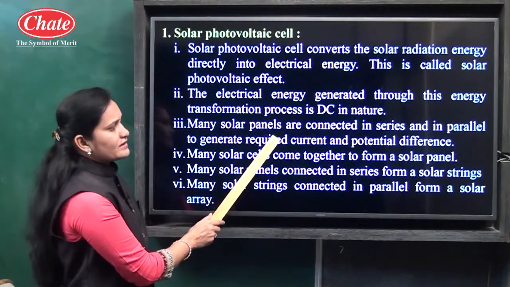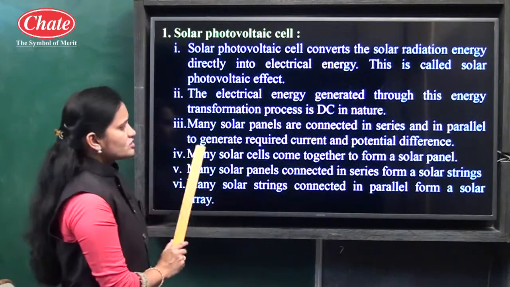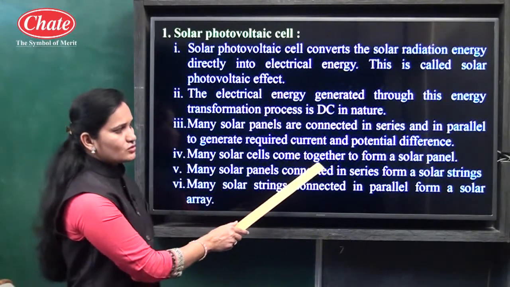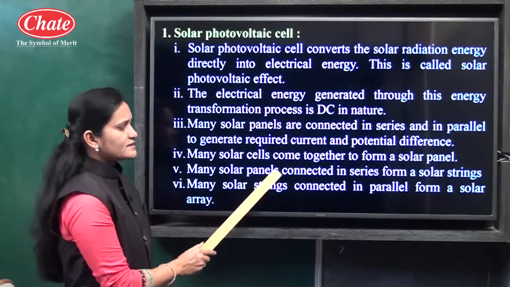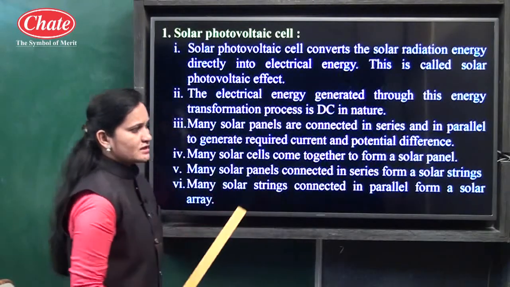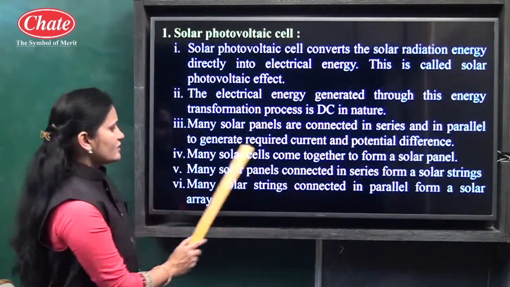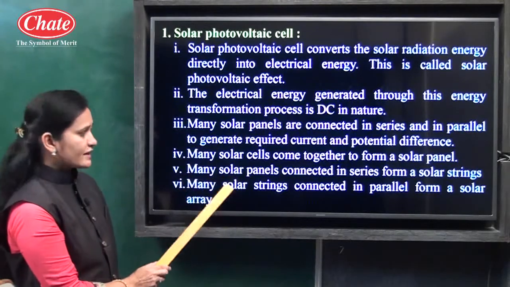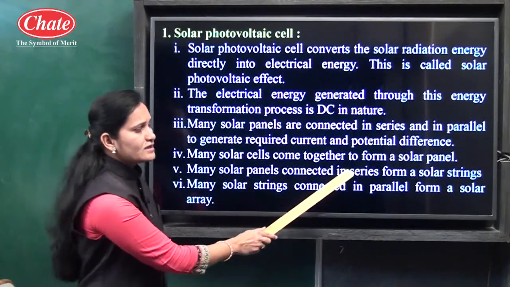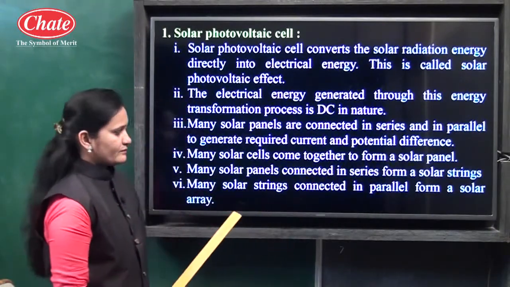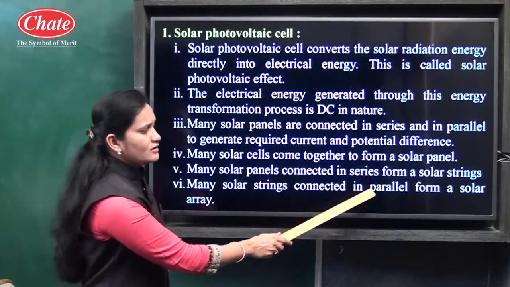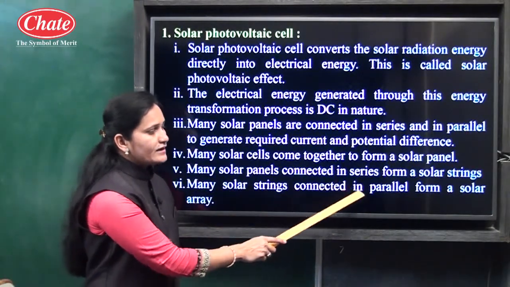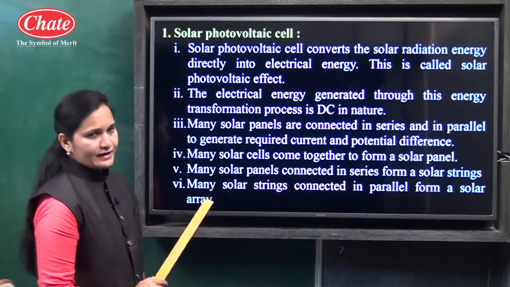Many solar panels are connected in series and in parallel to generate the required current and potential difference. Many solar cells come together to form a solar panel, and many solar panels connected in series form solar strings. It means, how can we form a solar panel? When many solar cells join together, it forms the solar panel. And when we want to form the solar string, many solar panels are connected in series. Many solar strings connected in parallel form a solar array. Solar array means what? Where many solar strings are connected in parallel. It is known as the solar array.